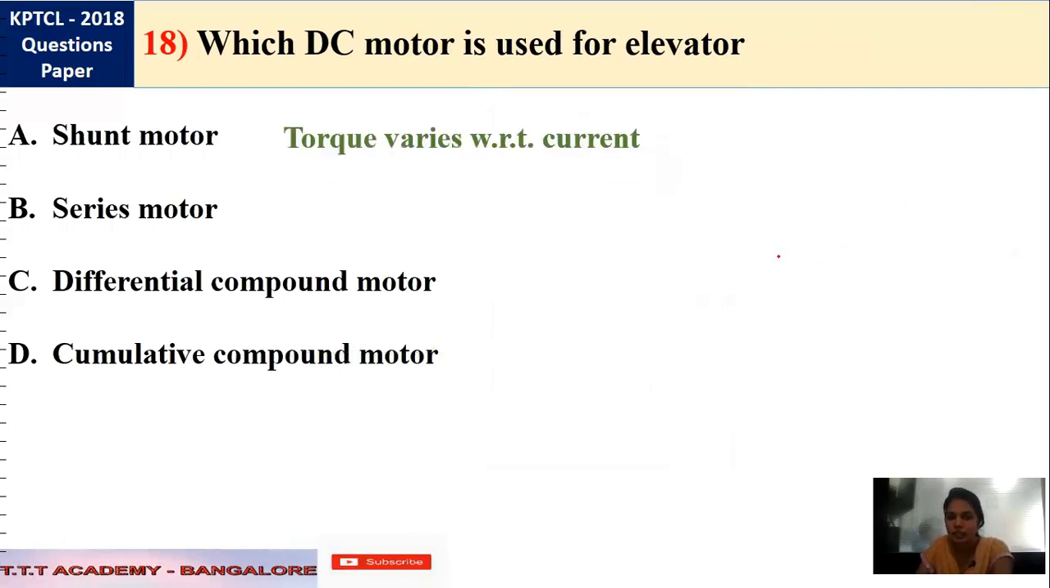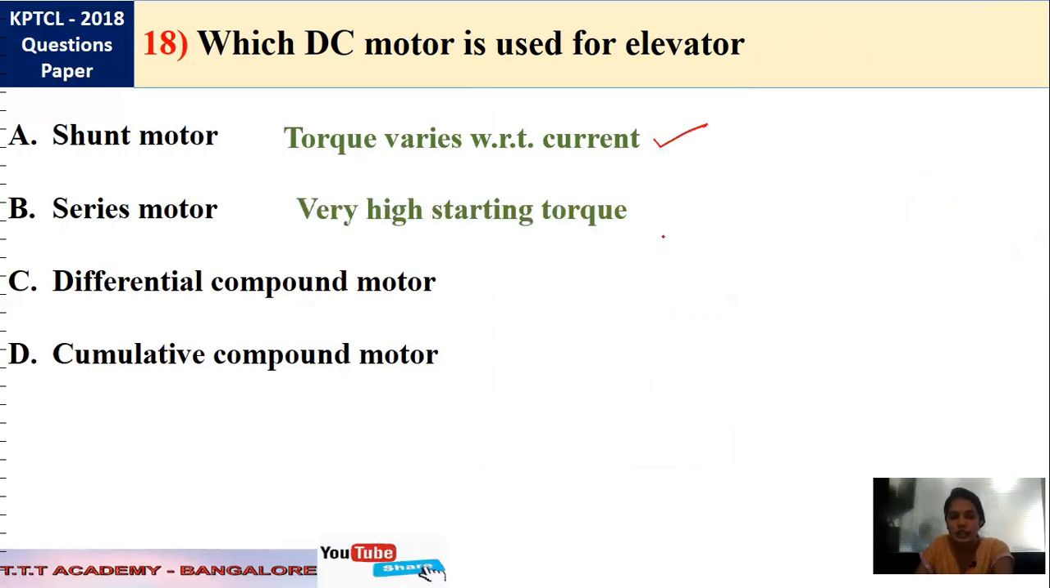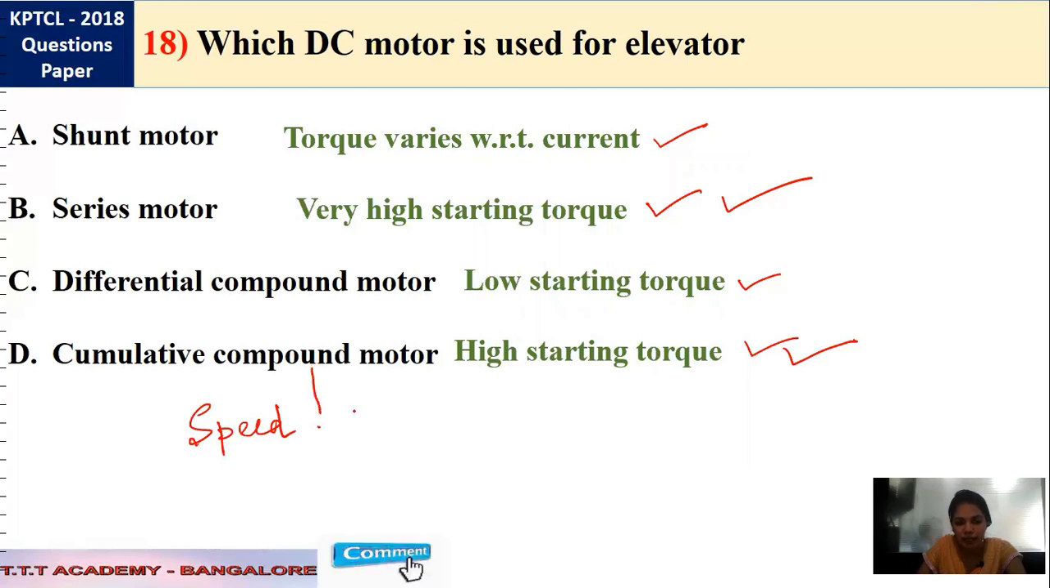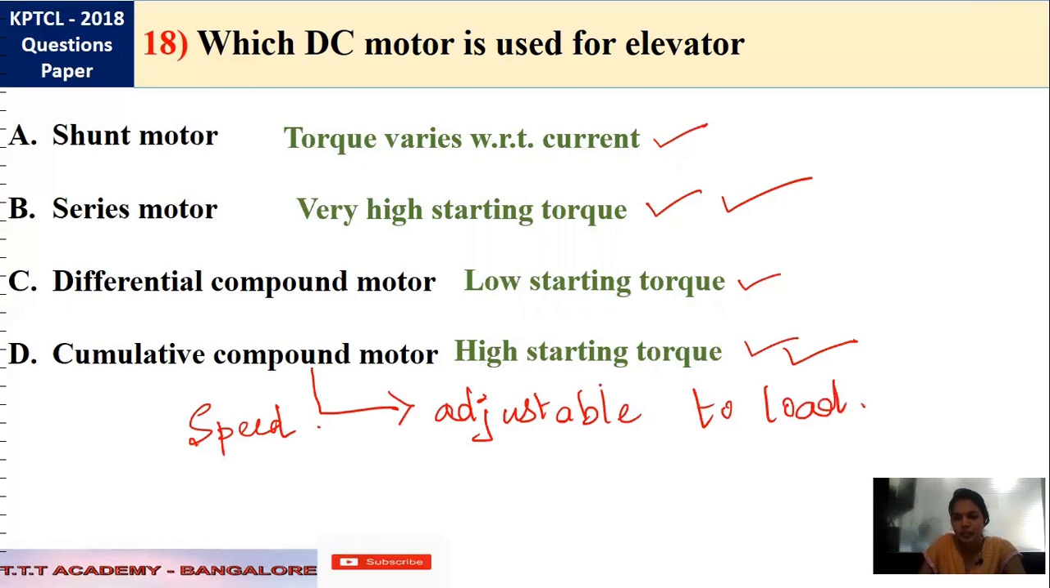In case of a shunt motor, the torque varies with respect to the current. In case of a series motor, it has a very high starting torque. Differential compound motor has a low starting torque. Cumulative compound motor has a high starting torque. Here, the series motor and the cumulative compound motor have a high starting torque. But when it comes to speed, the speed of a cumulative compound motor is adjustable to load. Because of this characteristic of the cumulative compound motor, cumulative compound motors will be used in elevators. So the right option is option D.